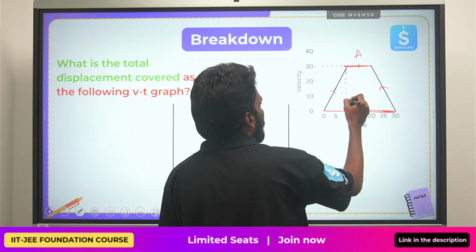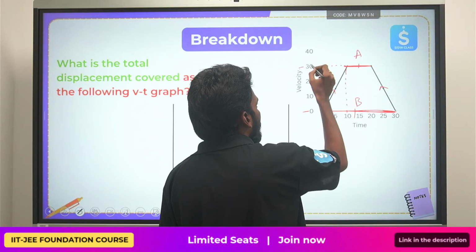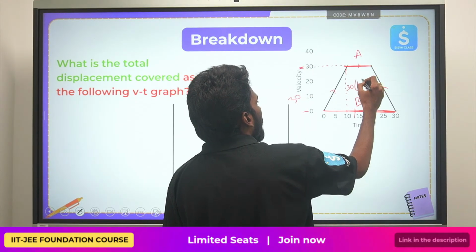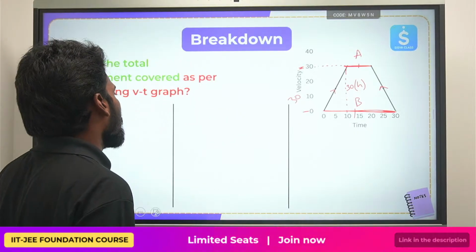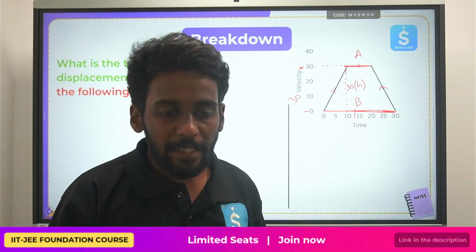The y-intercept will be the height of the trapezium. The y-intercept is 0 till 30, that is 30 units. 30 units is the height, right? So what is the area of the trapezium? Anyone, if you know the area of the trapezium, you can comment in the chat box.